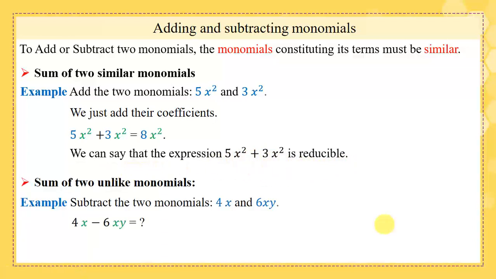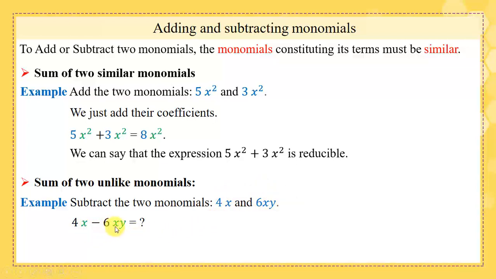Sum of two unlike monomials. How to subtract or add two unlike monomials? Example. Subtract the two monomials 4x and 6xy. Clearly, the two monomials are not similar. The literal part of the two monomials is different.